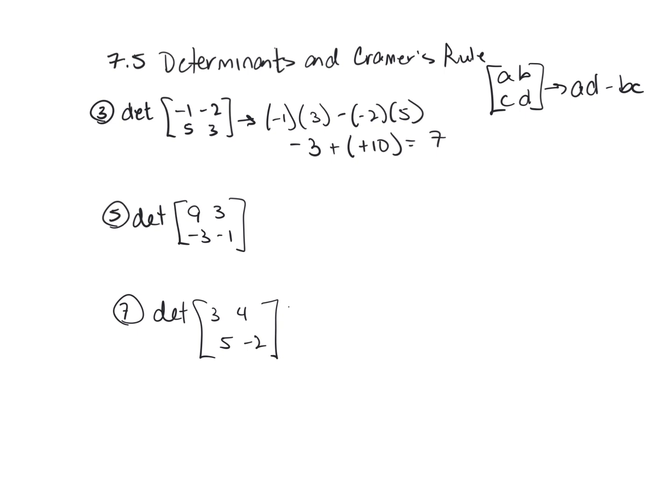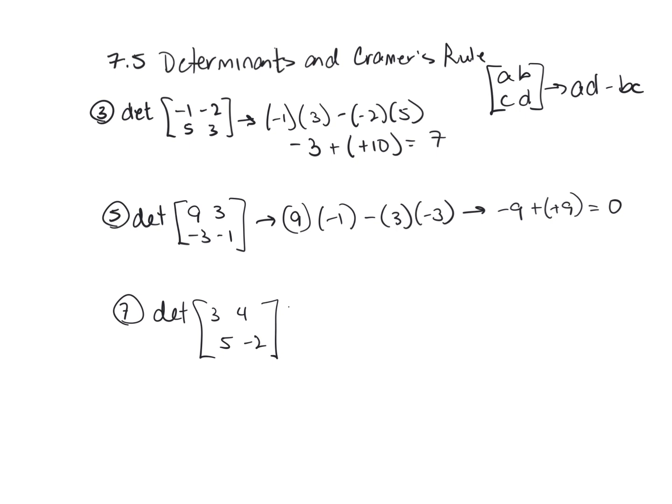Number 5, same thing. It's a 2 by 2. We'll have 9 times -1 minus 3 times -3. And that will tell us -9 minus -9. And that gives us a determinant of 0. Yes, you can have a determinant of 0. Everything will be just fine.